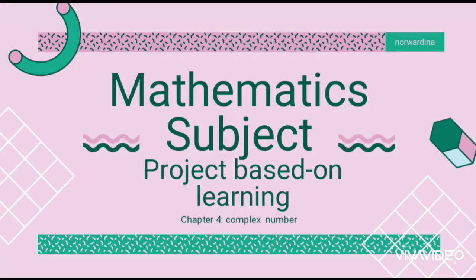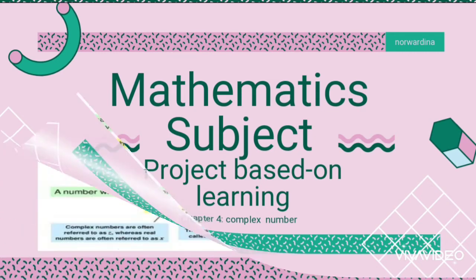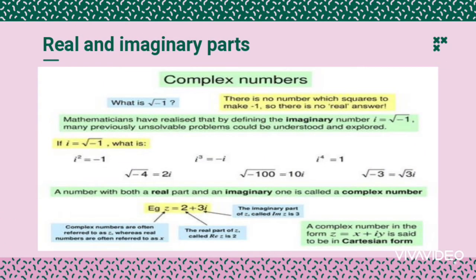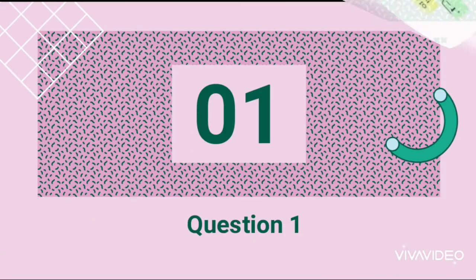My name is Nurwardina. Today in this video I would like to present my mathematics PBL about chapter 4, which is complex number. The square of any real number is always positive. Since the square of square root -1 equals -1, therefore square root -1 is not a real number. It is called an imaginary number and is denoted by i. A number with both a real part and an imaginary part is called a complex number.